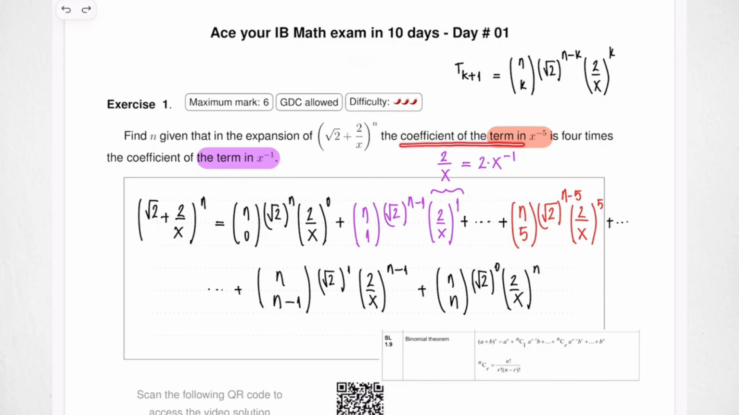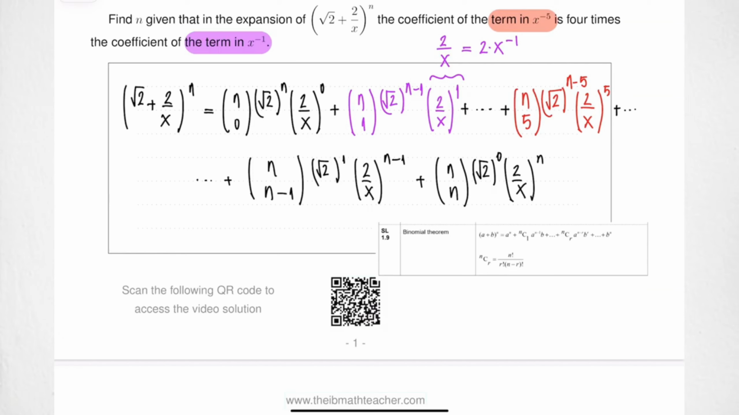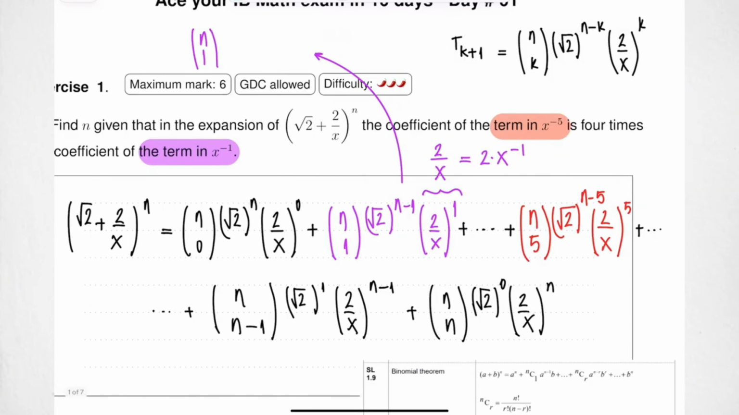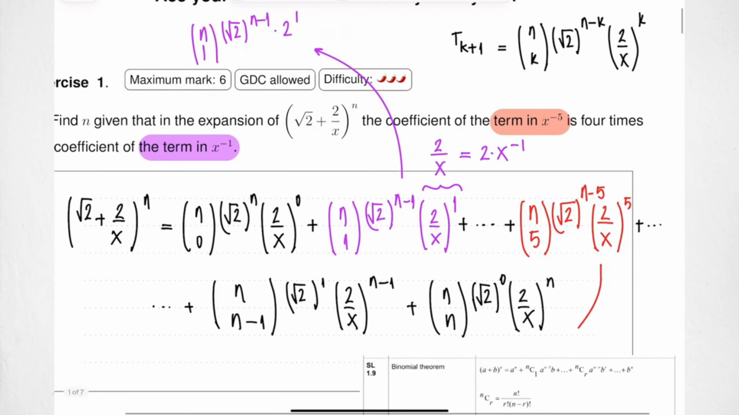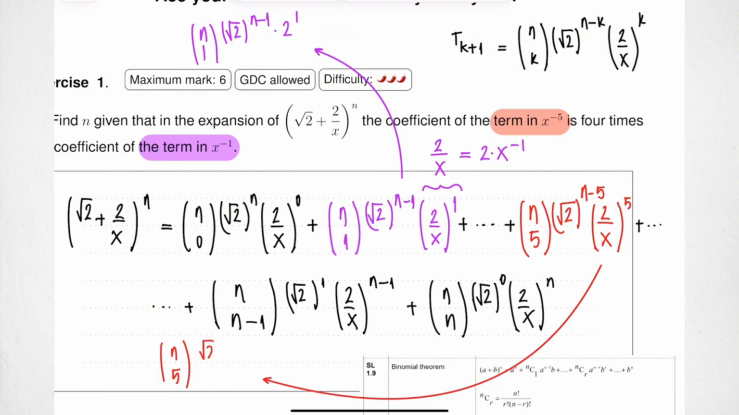In order to find n, we need to work with what was given by the exercise, this extra piece of information. The coefficient of the term in x to the negative 5 is 4 times the coefficient of the term in x to the negative 1, meaning the red and the purple ones. And what are the coefficients? They are the numbers that multiply the variable x, which in this case means n choose 1 root 2 to the n minus 1 times 2 to the first power, and in this case n choose 5 root 2 to the n minus 5 times 2 to the 5th. Do notice that we're not taking into account x's.